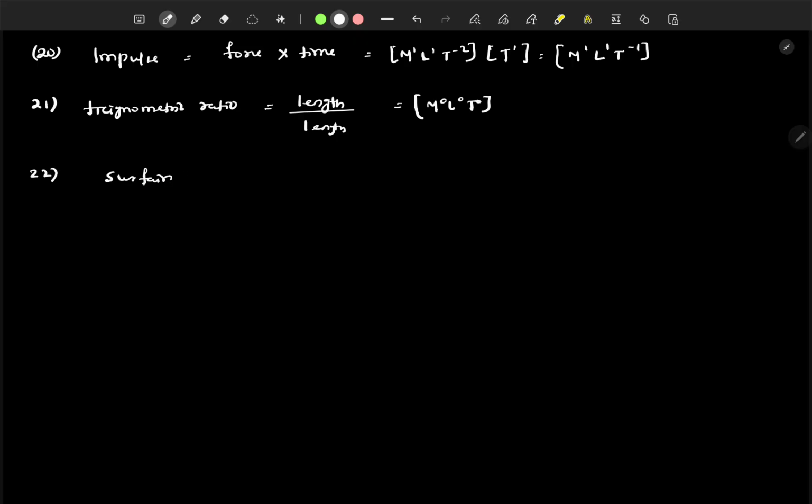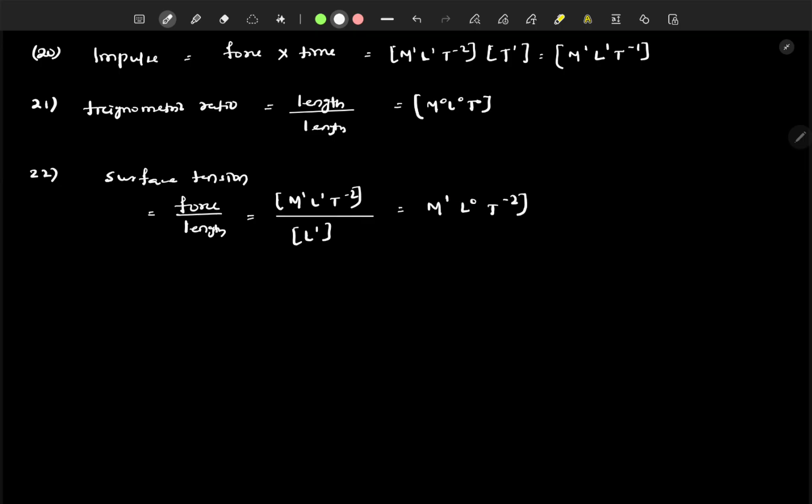Next, quantity number 22, that is your surface tension. New to you, surface tension. Its formula is force by length. Force dimension is M¹L¹T⁻² divided by length, that is L¹. So surface tension dimension is M¹L⁰T⁻².